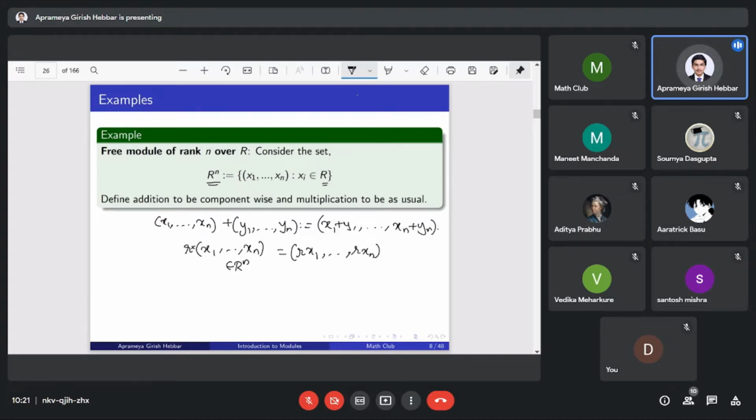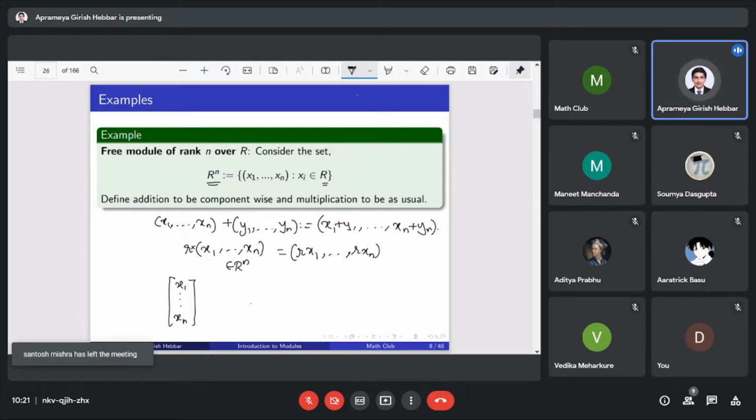Sometimes I would like to denote this tuple with the notation used in linear algebra, the column notation x1 up to xn. So both are almost the same. This would turn R^n into an R module, and we call this a free module of rank n. You'll know why we call this a free module of rank n in the coming slides. So this is one of the toy examples for modules.